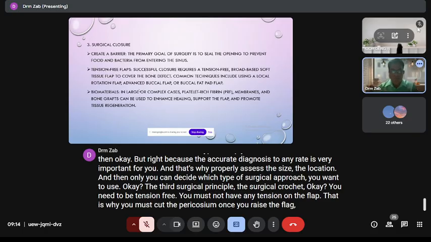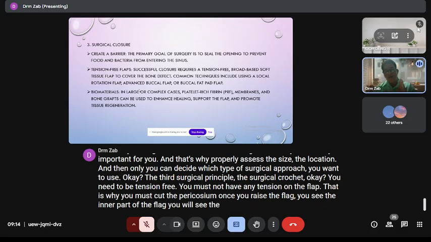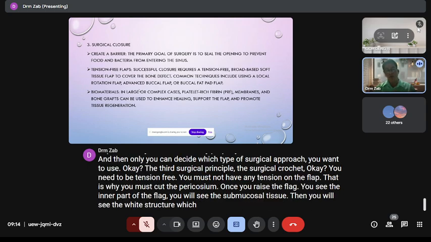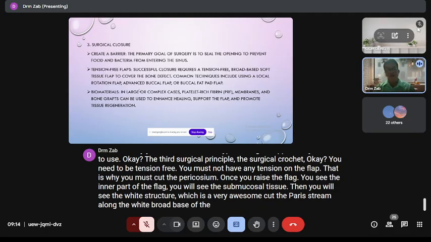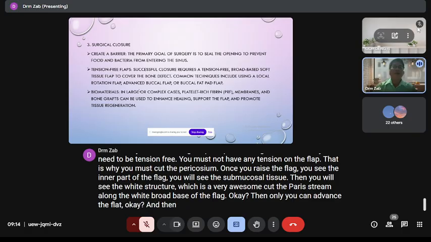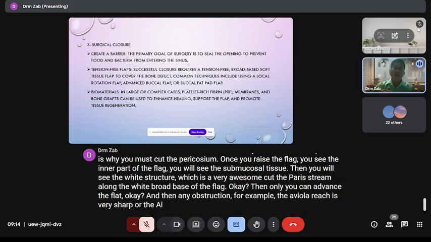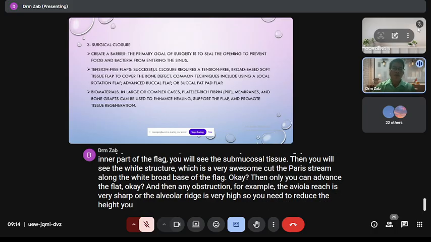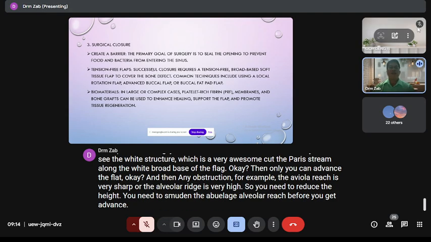Once you raise the flap, you see the inner part of the flap, you will see the submucosal tissue, then you will see the whitish structure, which is the periosteum. Cut the periosteum along the broad base of the flap. Okay, then only can you advance the flap. And for any obstruction, for example, if the alveolar ridge is very sharp or very high, you need to reduce the height. You need to smoothen the alveolar ridge before you can advance the flap.